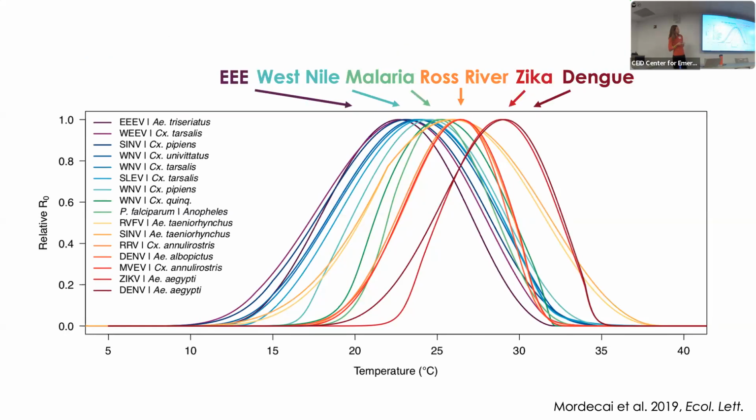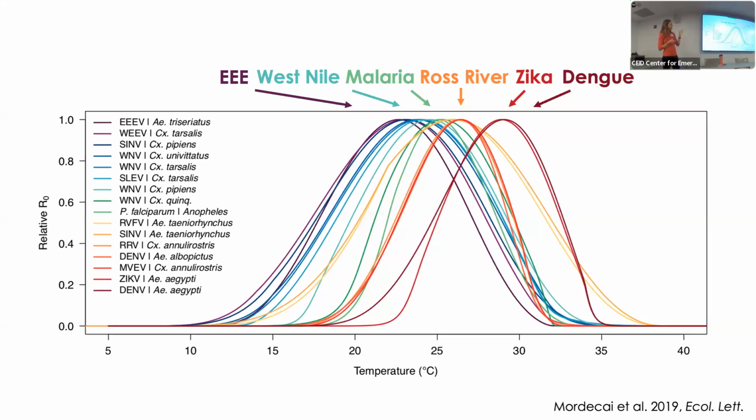Just to highlight what some of these pathogens are, we see Zika and dengue transmitted by Aedes aegypti have some of the warmest thermal optima, around 29 degrees Celsius. Malaria peaks right in the middle at 25 degrees Celsius. West Nile and Triple E peak at lower temperatures, around 23 and 24 degrees Celsius.